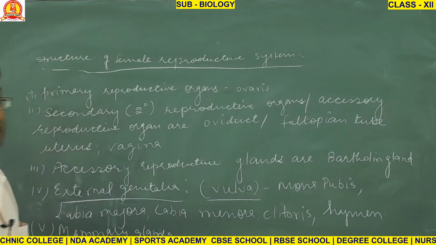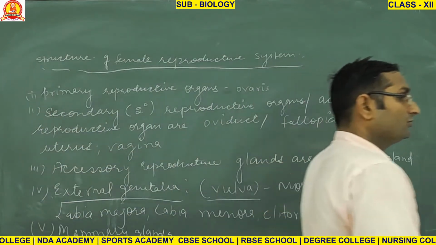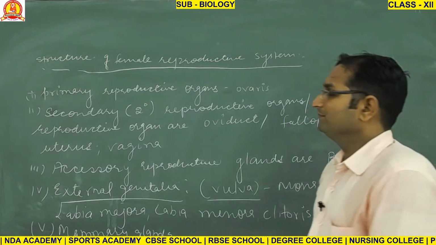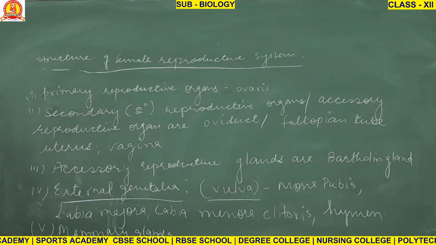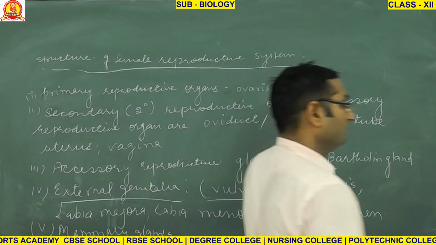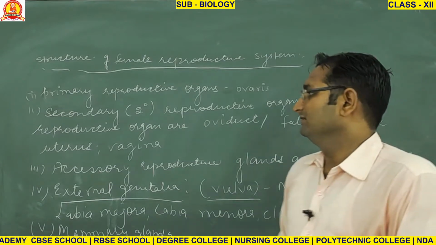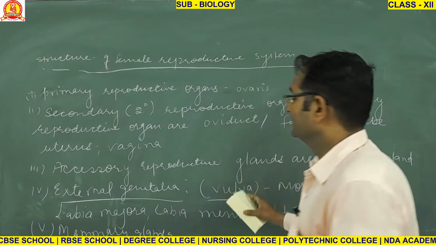After this, mammary glands. Bartholin gland is only present in female reproductive system and absent in male reproductive system. Mammary glands: active mammary glands are present in female, and inactive or functionless ones are present in male. So after this, diagram of female reproductive system.